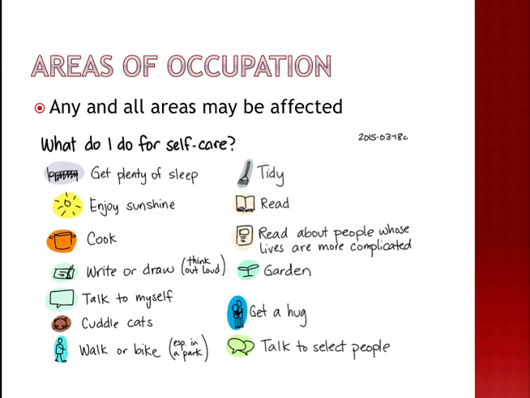So you can see on here that the types of things that people do to keep themselves well, to manage their anxiety or the depression that can come with anxiety, these are things that involve all the different areas of occupation. And if any one of these isn't going well because of the anxiety, their ability to take care of themselves may be affected as well.